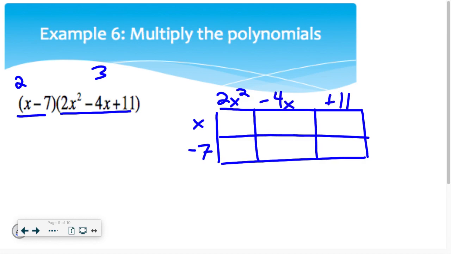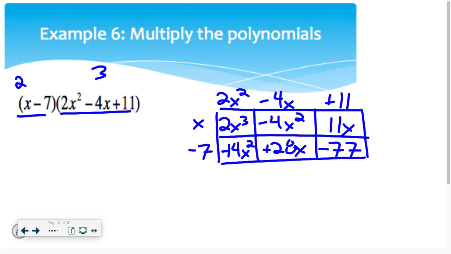And once again, I'm going to go ahead and multiply through. So I have 2x squared times x, which gives me 2x cubed. X times a negative 4x is a negative 4x squared. And 11 times x is 11x. And then I come to the next row. I've got negative 7 times 2x squared, a negative 14x squared. Negative 7 times negative 4 is a positive 28x. And then 11 times a negative 7 is a negative 77.